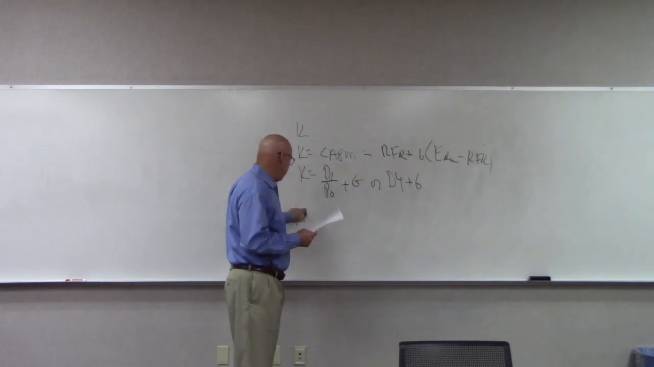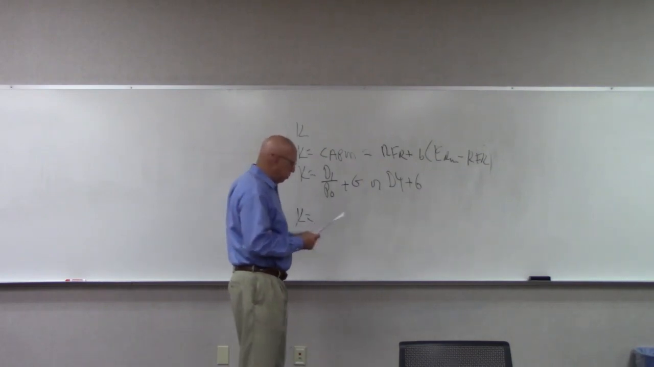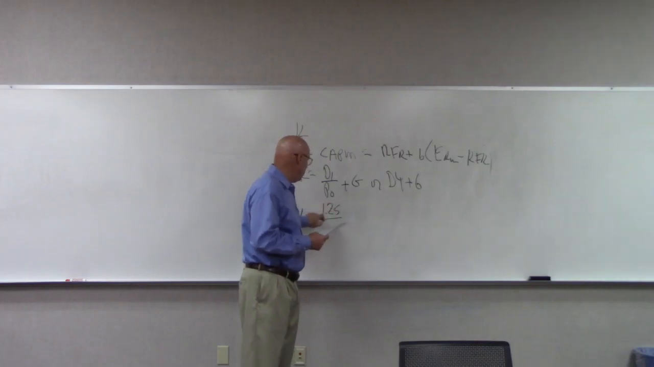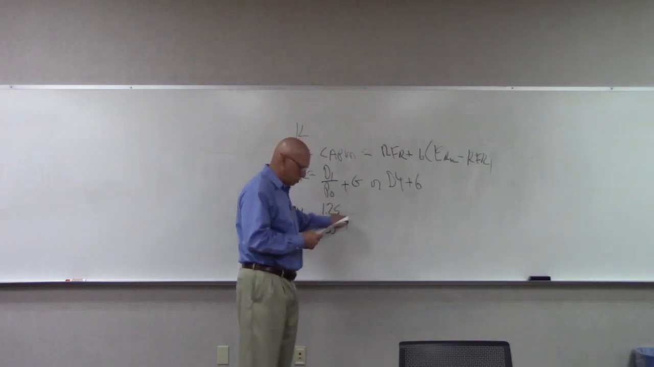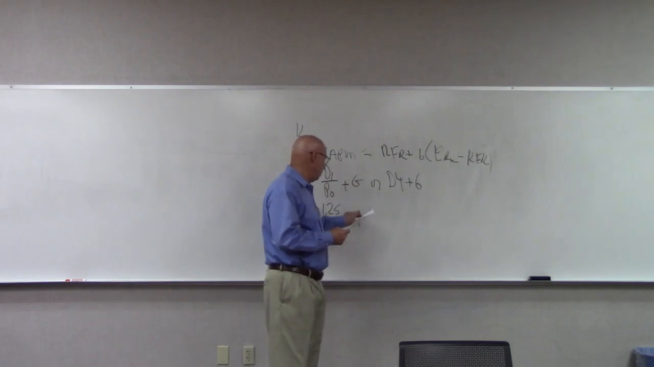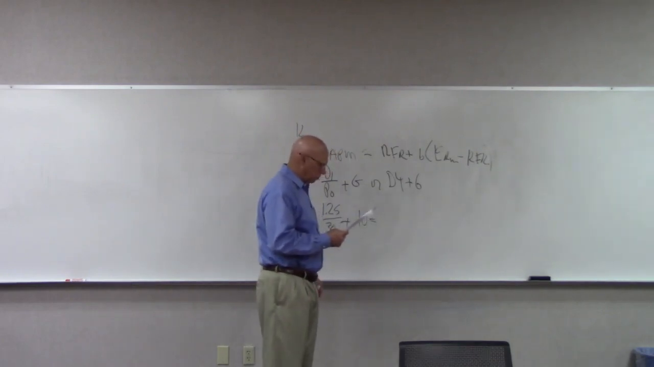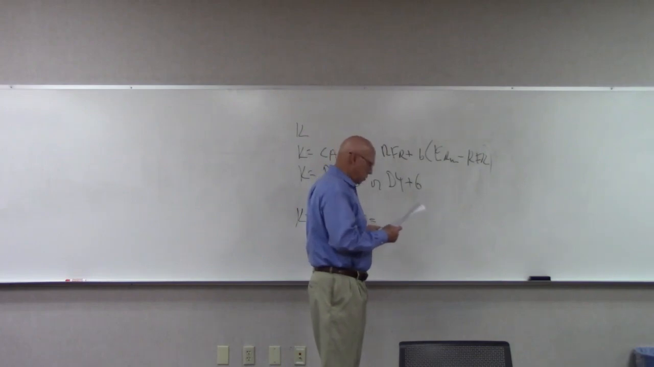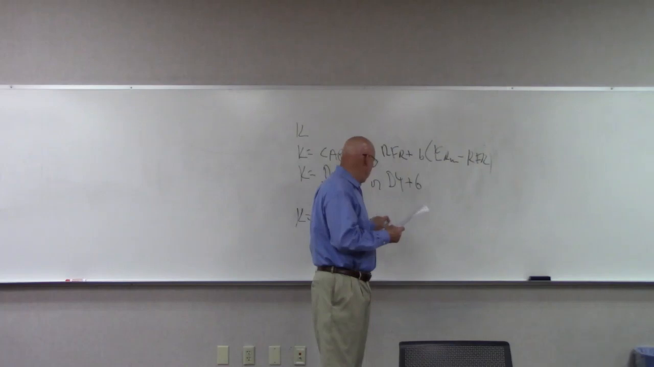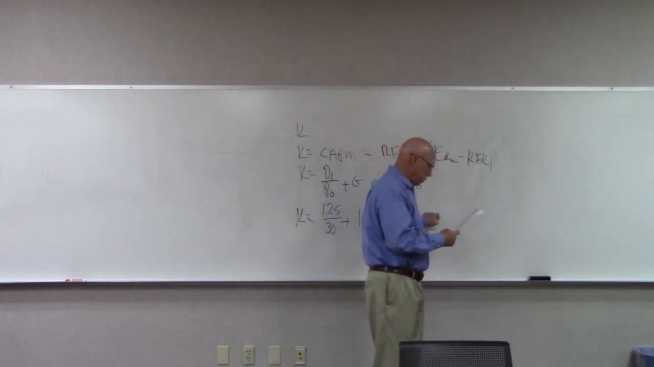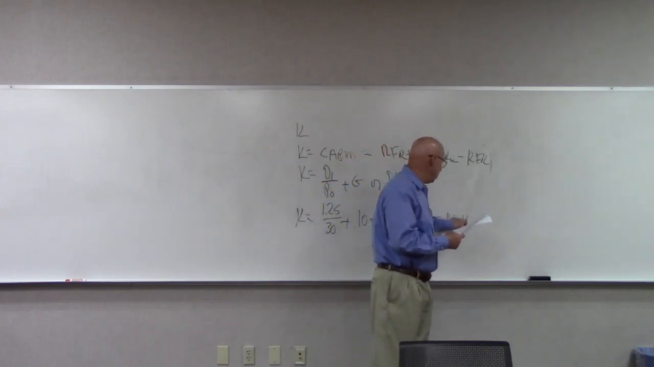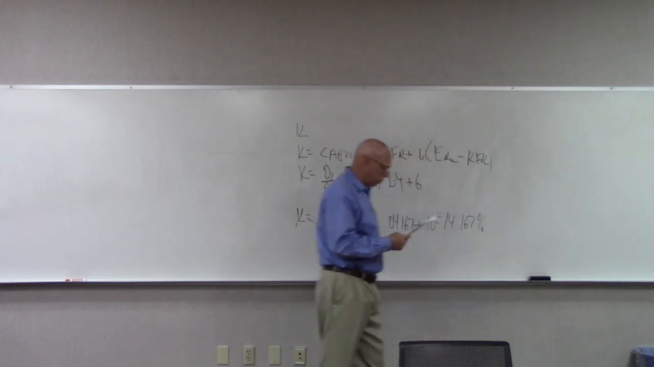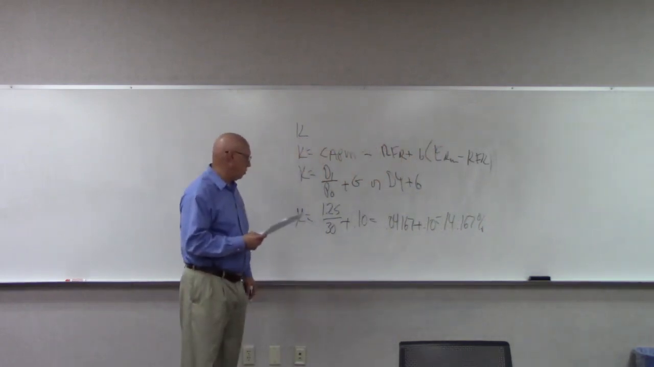Okay, so K is equal to $1.25 divided by 30 plus 0.10. And that is 0.04167 plus 0.10 equals 14.167%. $1.25 divided by 30.